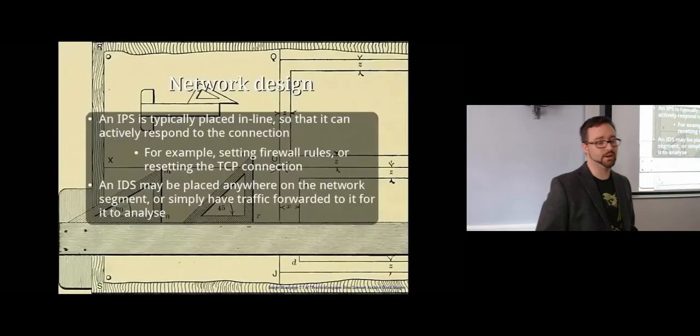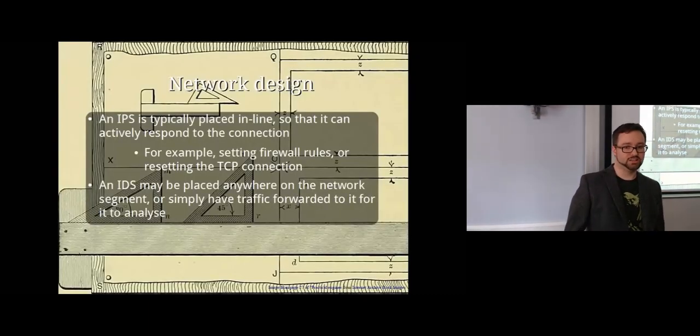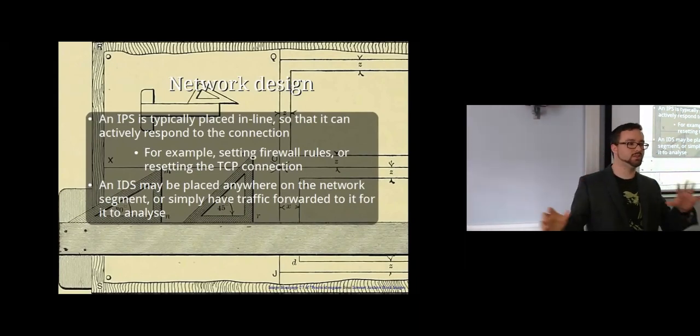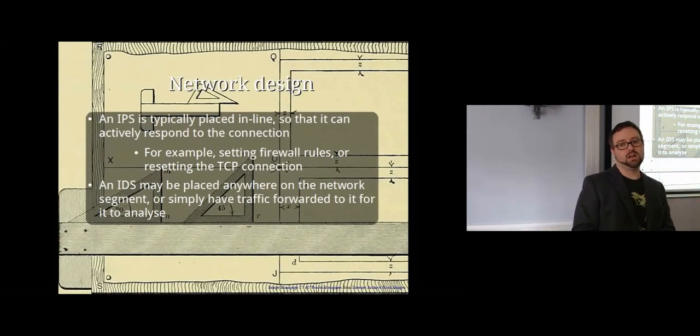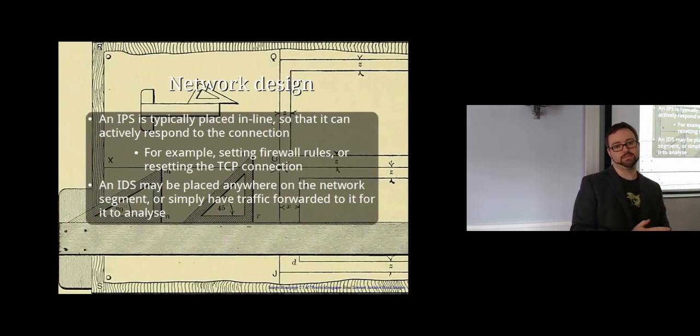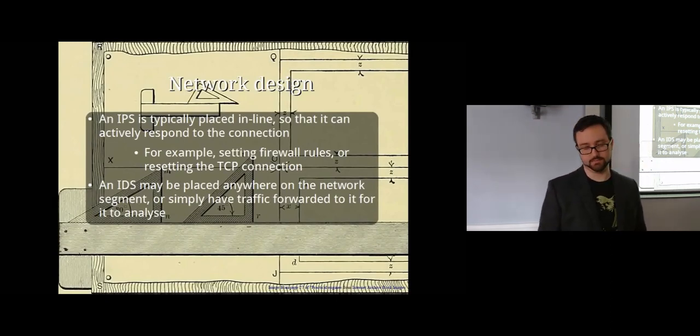So if you're designing the network for your organization, if you have an IPS, it needs to be inline. So between the two sets of traffic, so the two computers, so that it can actually do something about it, so that it can set some firewall rules or send a reset packet to kill the TCP connection. Whereas an IDS can basically be anywhere on the network, as long as it has network traffic forwarded to it that it needs in order to figure out whether there's an attack.